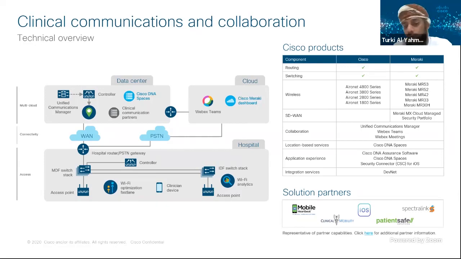Again, here is a list of partnerships we have. These partnerships help us integrate with the healthcare systems and other healthcare ecosystem solutions.